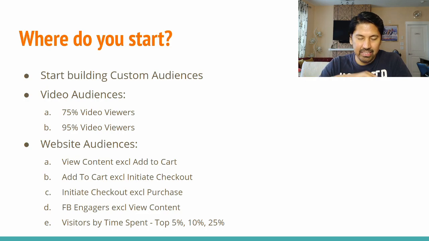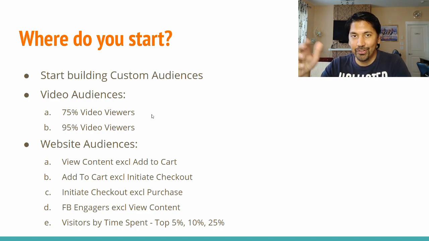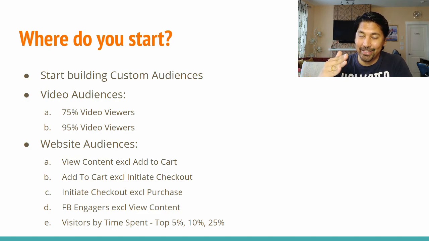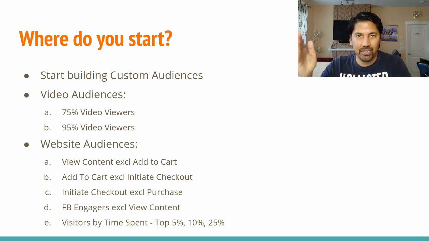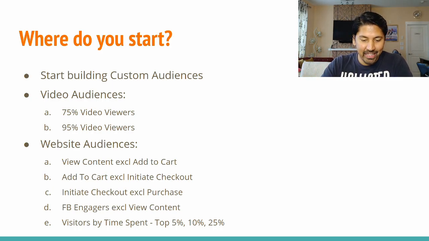Because let's say once you start crossing about 1,000 video views, right? That is when you can start creating a subset of 75% video viewers. What does that mean? These are people, customers or Facebook users who have seen 75% of your video to completion. So if it's a 1 minute long video, these viewers have seen 45 seconds or more of the video. Likewise, 95% video viewers is they've viewed 95% of the video.